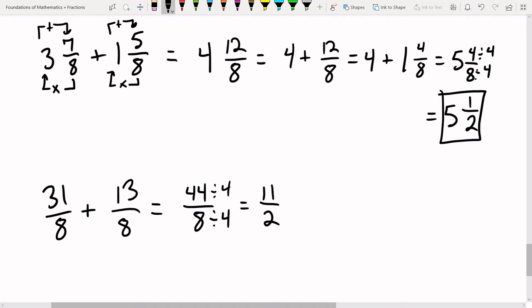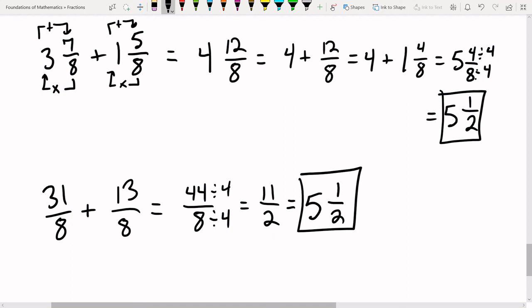(11/2). And now, because we started with mixed numbers, let's end with mixed numbers. So we can ask the question, how many times does 2 go into 11? It goes in there 5 times. 5 times 2 is 10. 11 minus 10 is 1. So we get 5 1/2.